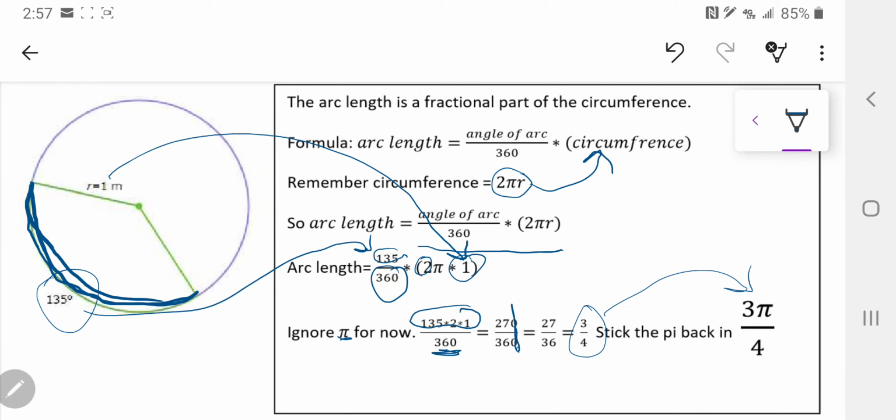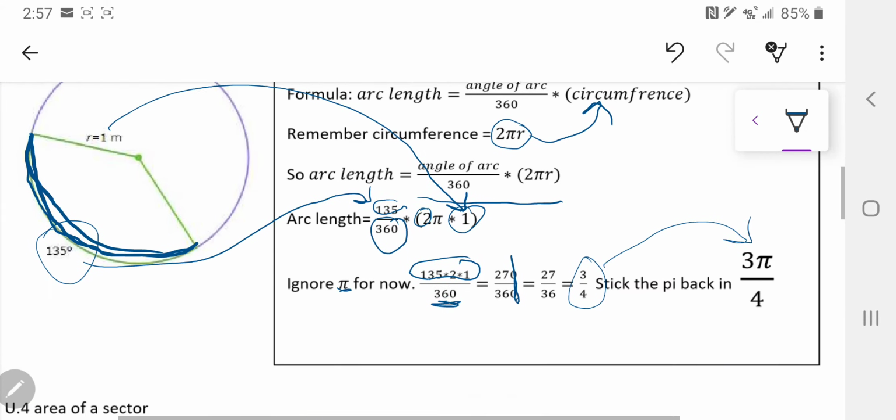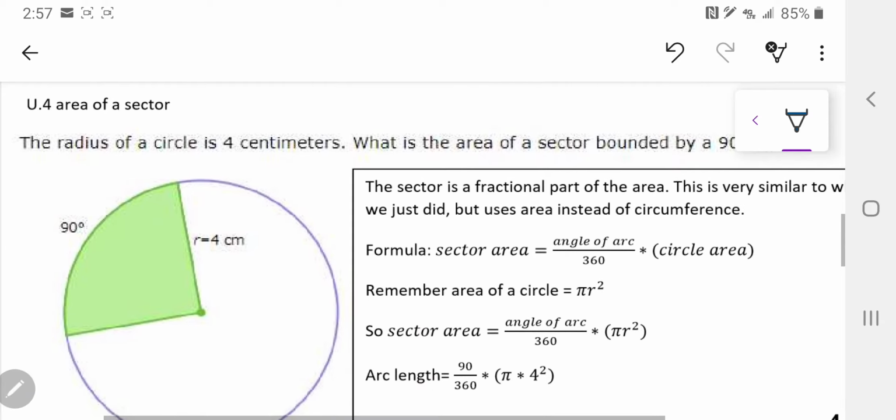So 3 pi over 4 is your answer. All of the problems are pretty much the same. U4 is area of a sector. These are all very similar problems as well, except now they want the area. So instead of using circumference, you're going to use area, okay?